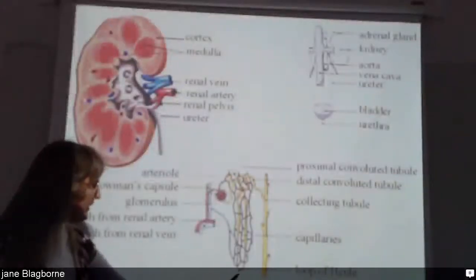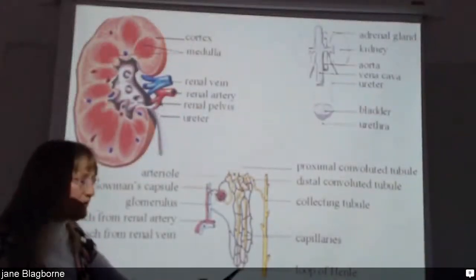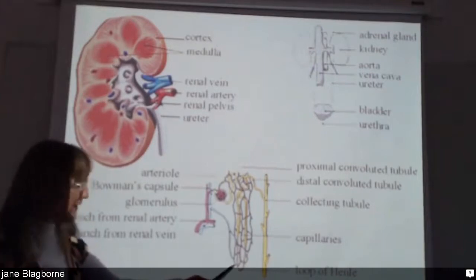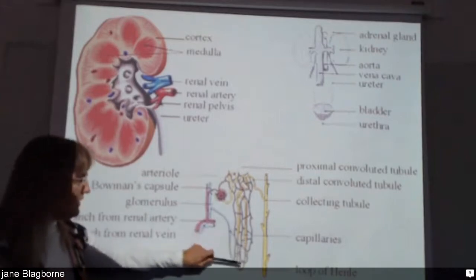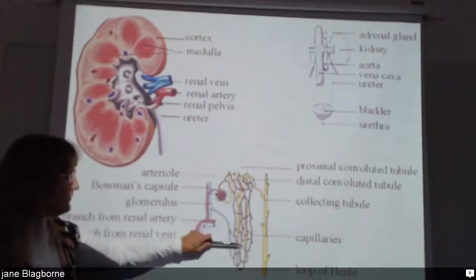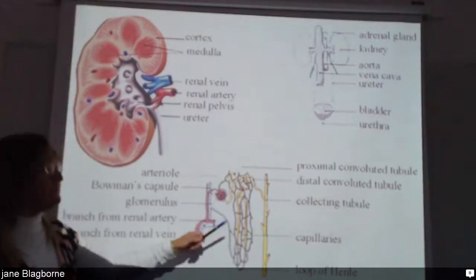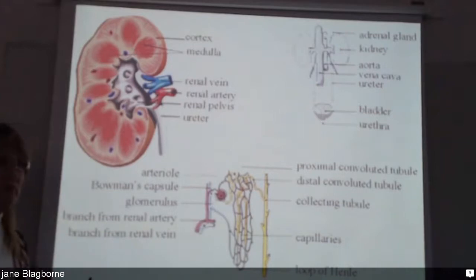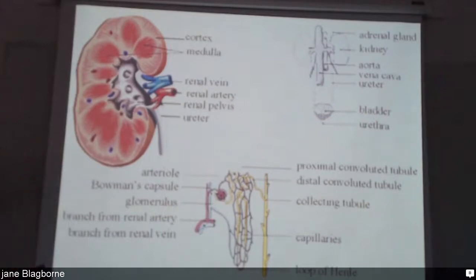The loop of Henle here, right down the bottom, is something you'll hear about quite frequently in pharmacology, because you give loop diuretics, which increase the output of urine. So people who are retaining fluids, who have congestive heart failure, that type of thing, you may be giving them a loop diuretic. So you will see that again in pharmacology.